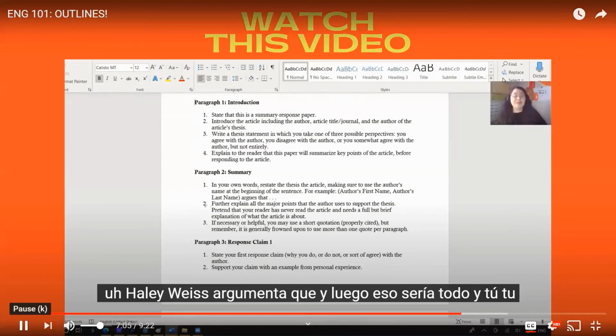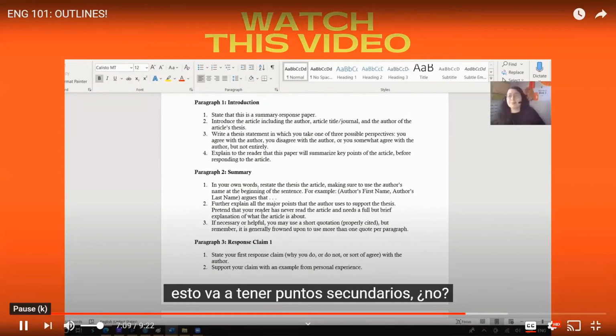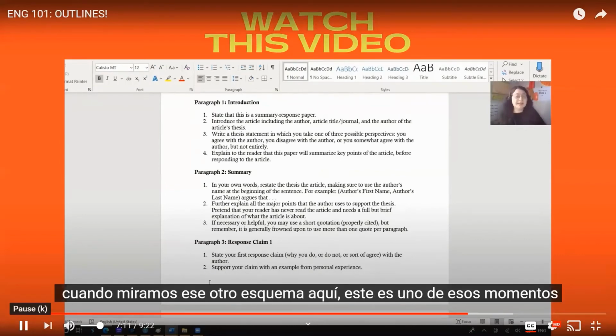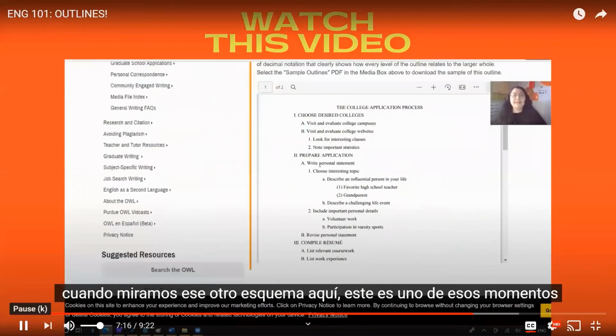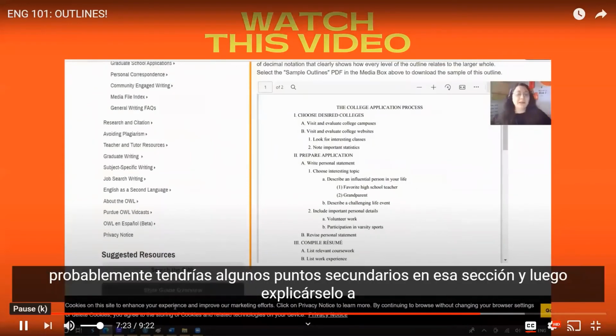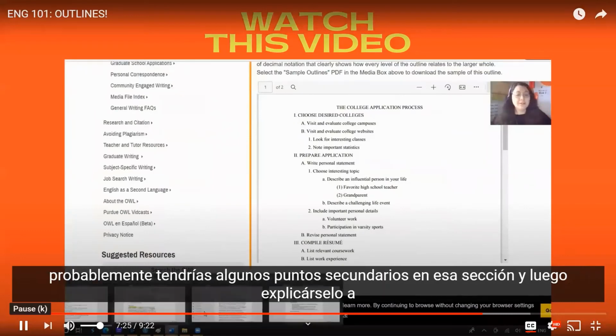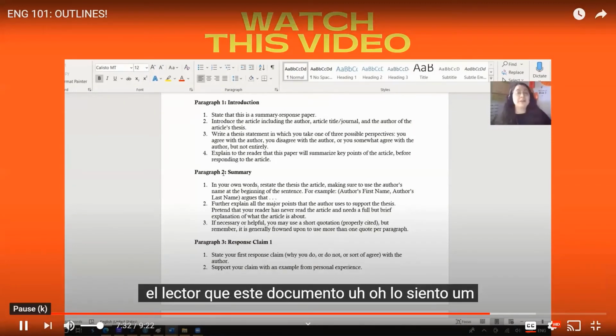And your second item says, further explain all the major points. Now this is going to have subpoints, isn't it? When we looked at that other outline over here, this is one of those moments where you would have maybe an item 1, 2, 3, or more. You would have some subpoints probably in that section. And then explain to the reader that this paper will, if it's necessary or helpful, include a short quotation.